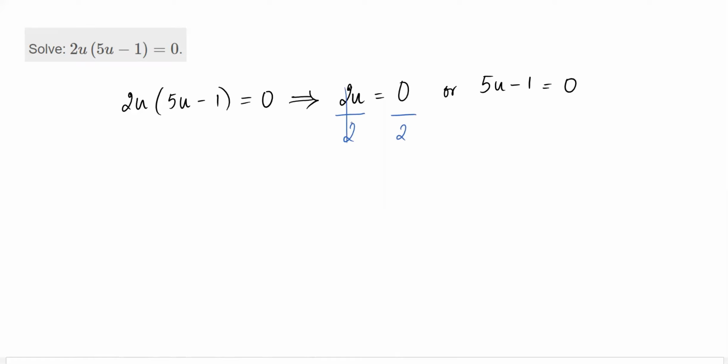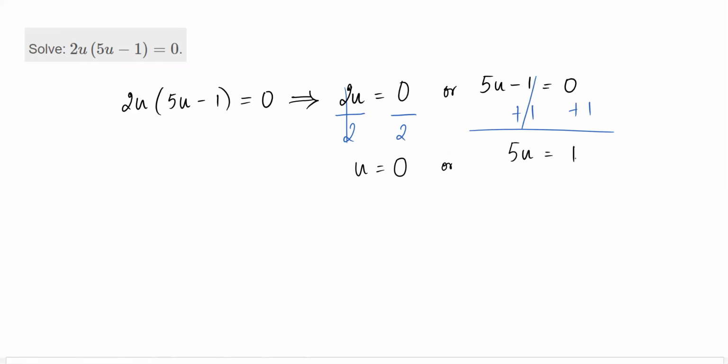Divide both sides by 2. u equals, what is 0 over 2? 0 over 2 is 0. Don't be confused. It's not undefined. Only if you have a 0 in the denominator, it makes it undefined. So 0 over 2, or let's come over here, plus 1.